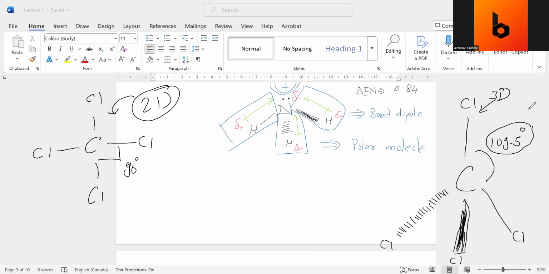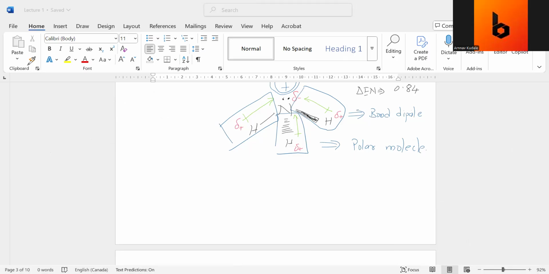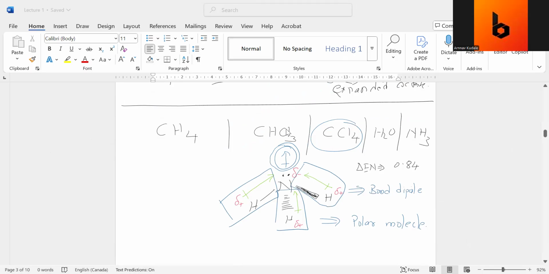Is this taught to you? Yes, sir. Okay. Now, can you tell me whether the molecule is polar or non-polar? In this one, it's non-polar covalent. Correct. Now try CHCl3 and H2O. Draw the structure and share it with me. Okay, sir.